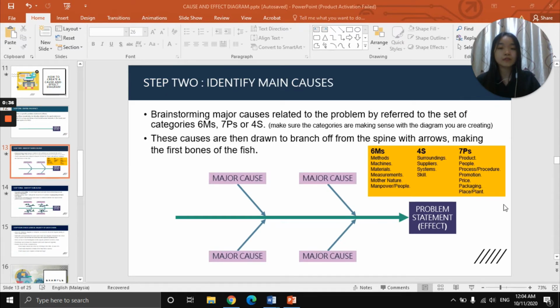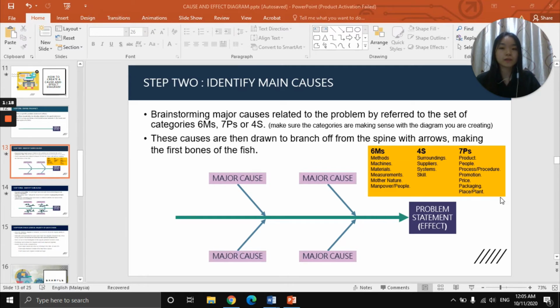For our second step, identify main causes. In this step, we are going to brainstorm some major causes which are related to the problem by referring to the set of categories which are 6M, 7P or 4S. Please make sure the categories you are using make sense with the diagram you are creating. The categories of 6M include methods, machine, materials, measurement, mother nature and also manpower or people. For 4S, which are surrounding, supply, system and also skill. While 7P include product, people, process or procedure, promotion, price, packaging, and also place or plant.